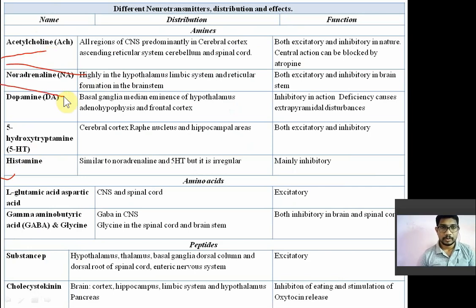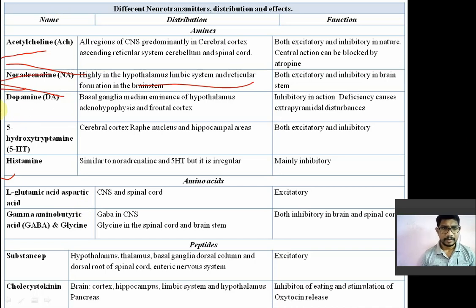Noradrenaline is also found in the brain: hypothalamus, limbic system, reticular formation, and brainstem. It has two types of receptors, alpha and beta. In alpha, alpha 1 and alpha 2; in beta, beta 1, beta 2, beta 3. Their distribution is different. Beta 1 is found in the heart, beta 2 in the bronchial smooth muscle, and beta 3 in adipose tissue. We will see this distribution again when we study adrenergic drugs, and the muscarinic and nicotinic distribution when we study cholinergic drugs. Just remember it has both excitatory as well as inhibitory actions.